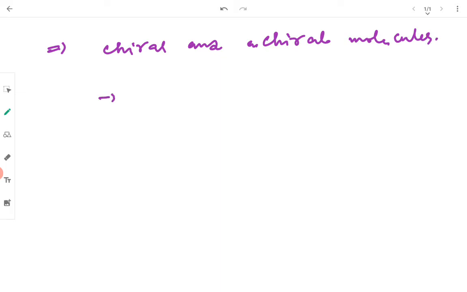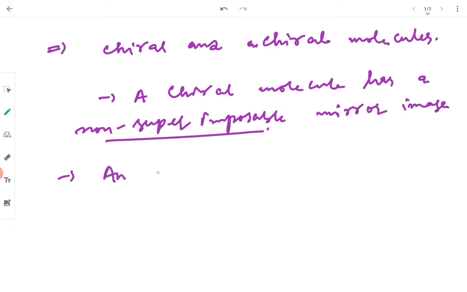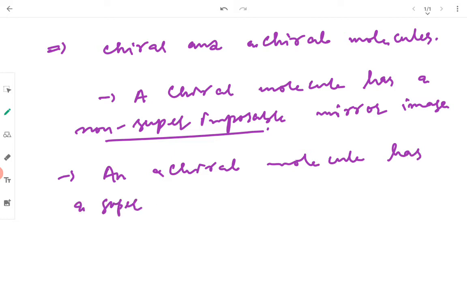So I said that a chiral object or a chiral molecule has a non-superimposable mirror image, while an achiral molecule has a superimposable mirror image. I gave you examples of a hand and a chair.